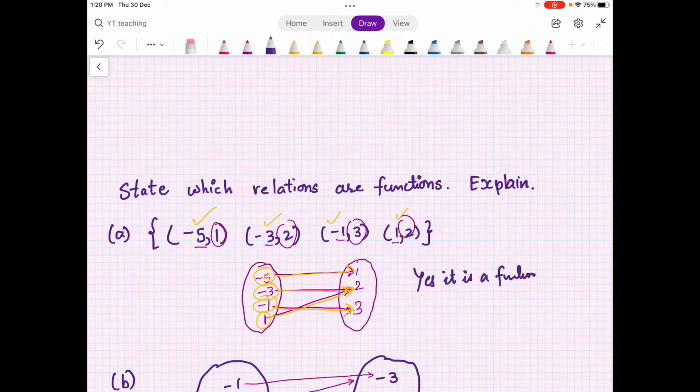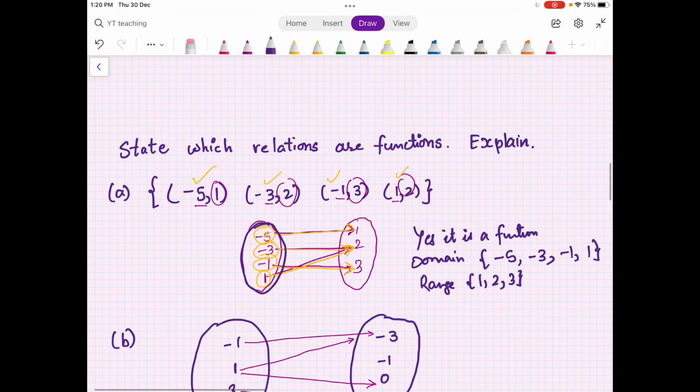If I ask you what the domain is, you can write the domain set for this as -5, -3, -1 and 1. And the range will be 1, 2 and 3.